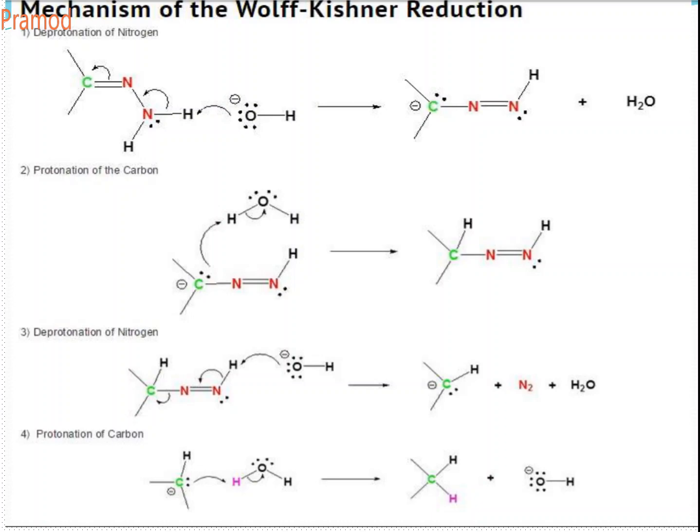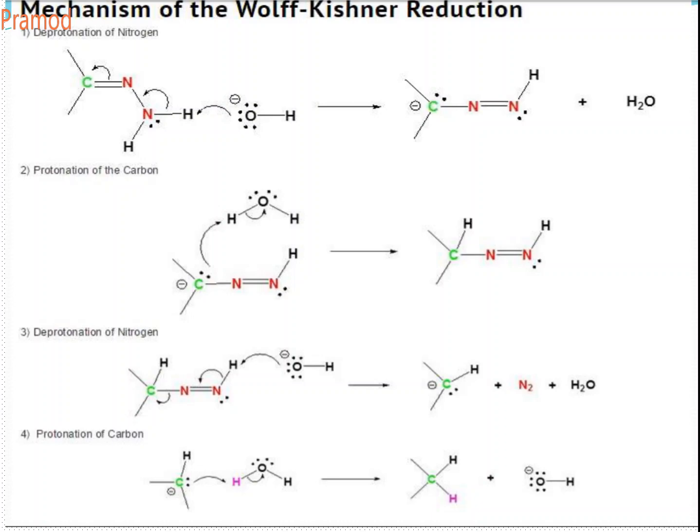First step is what? Formation of a hydrazone by reaction between your carbonyl compound and your hydrazine to form a hydrazone, that is C double bond N NH2. The next step is removal of a proton of your hydrazone by your base to form your carbanion. You see that the carbon gets a negative charge to form a carbanion. Once this carbanion is formed, it gets protonated by your water.